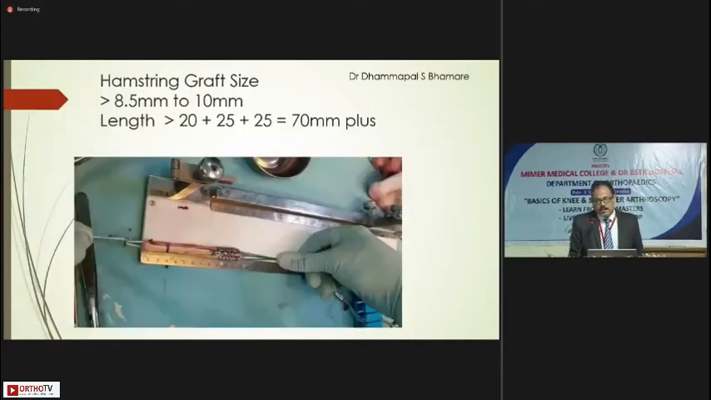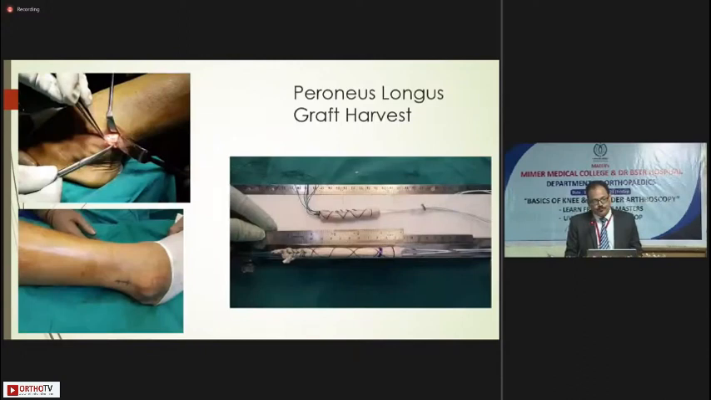The graft size should be a minimum of 70 mm: 20 in the femur, 25 in the joint, and 25 in the tibia. The re-rupture rates are inversely proportional to the width. So the bigger the width, the better the stability and the lesser the chances of re-rupture.